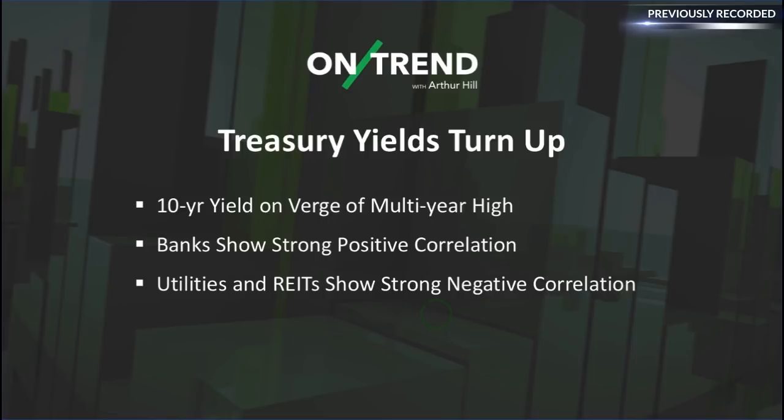So we also have an interesting dynamic happening in Treasury yields because they have turned up and the 10-year yield is on the verge of a multi-year high. We've got banks showing a strong positive correlation, utilities and REITs showing a strong negative correlation.